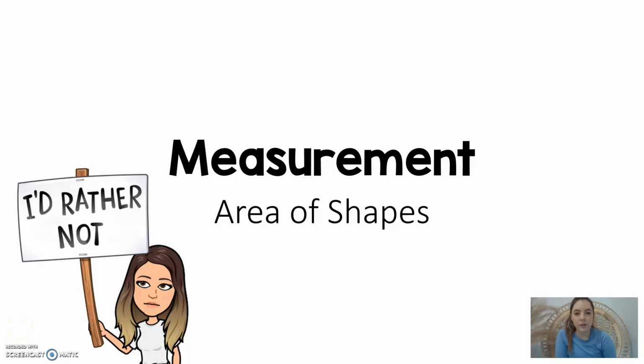The next part of measurement that we're learning about is the area of shapes. And I know many of you would probably rather not be doing this, but it is a really important aspect because what we're learning now can really be applied in real life. This is our ability to calculate the amount of paint that's required on a wall or the amount of floor space that we have in a house that's going to fit certain furniture.